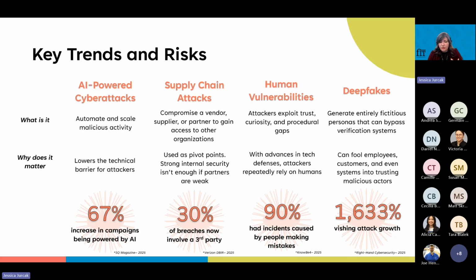And then deep fakes. These would be a completely fictitious persona that can fool anyone. So it makes you think that that person is this person, but it's not. AI tools can really help with this, which is why you're seeing a lot of this growth.